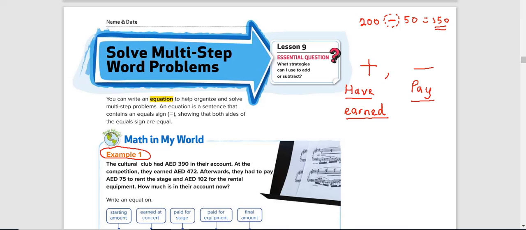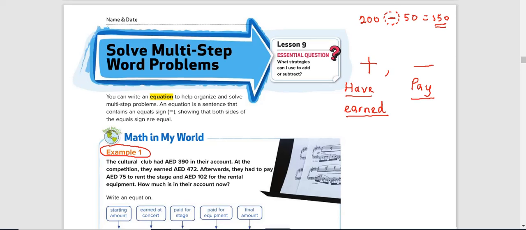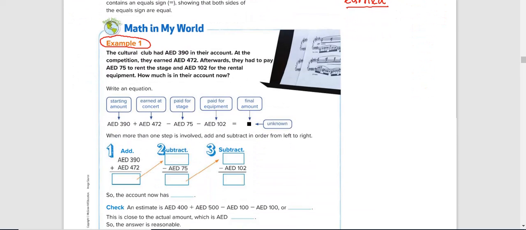So we have the cultural club had. So in this case, that means you have the money. So that's like plus. So that's why we have first year 360, okay, in their account. At the competition, they earn. So look at the word earn. Like I said, you earn it, so it's going to be positive. So that's why we have plus 472.